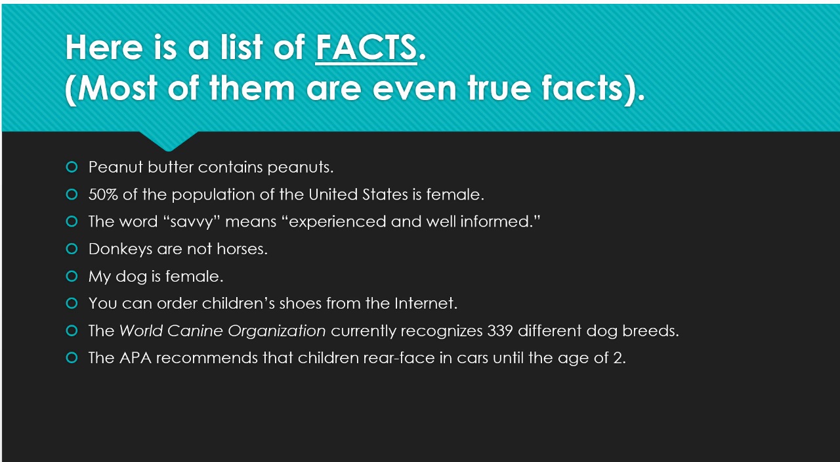You can order children's shoes from the internet. I know because I've done it. The World Canine Organization currently recognizes 339 different dog breeds. You can go to the World Canine Organization website and find out whether that's true or not. The APA recommends that children rear face in cars until the age of 2. Now that is true. If you go to the APA website and look at their recommendations for car seats, you will see that that is indeed what they recommend.